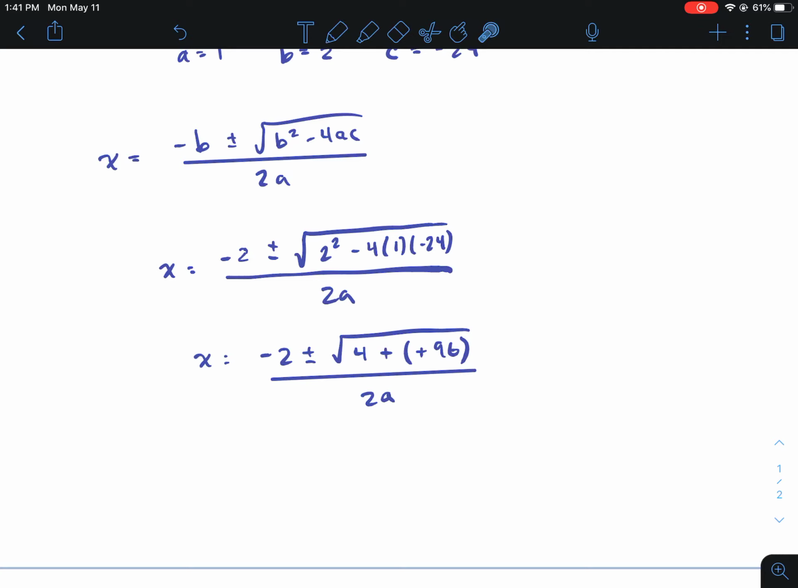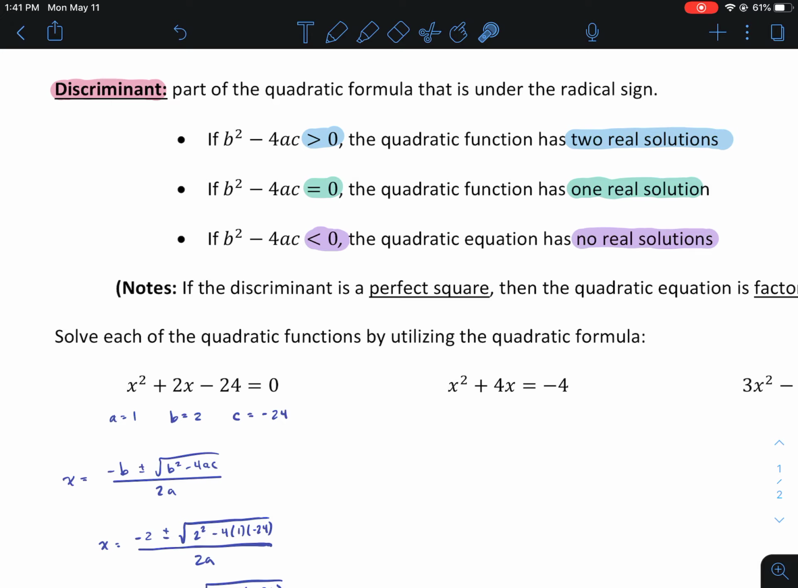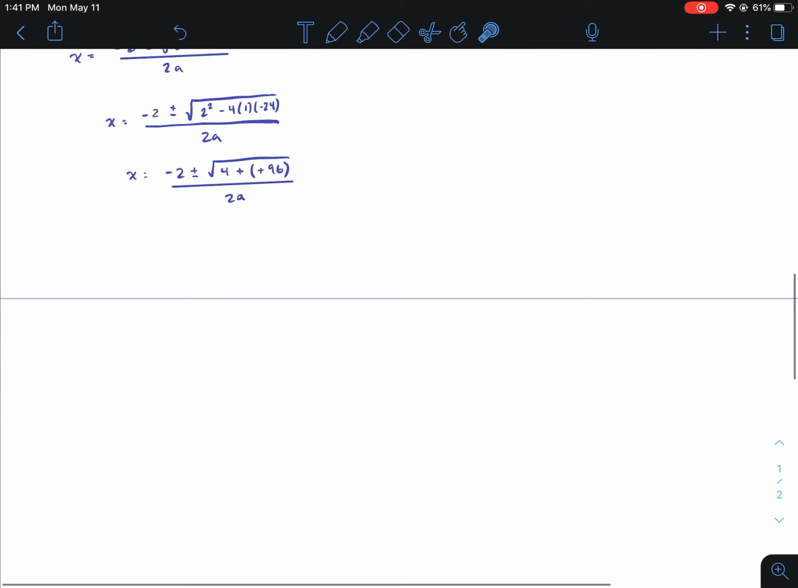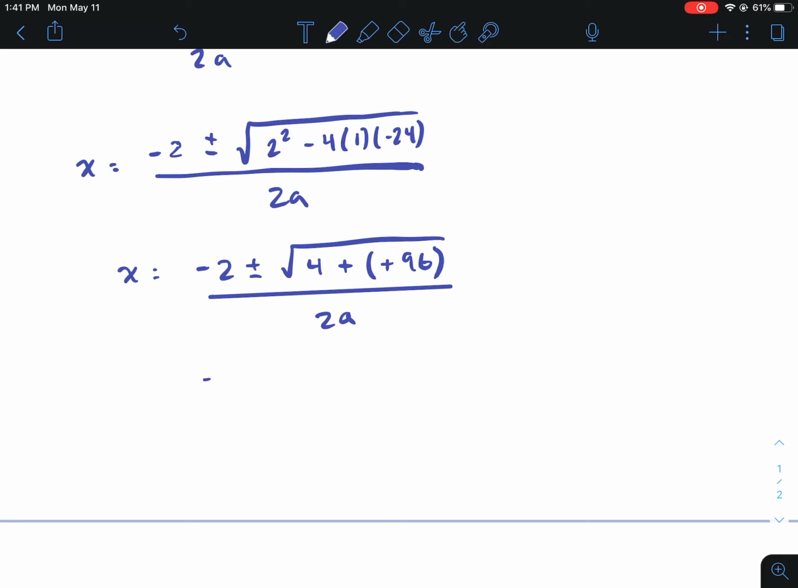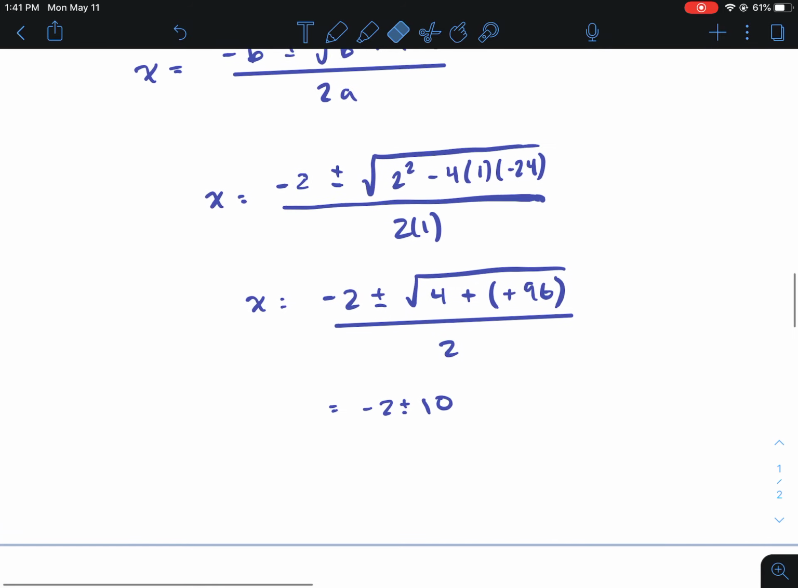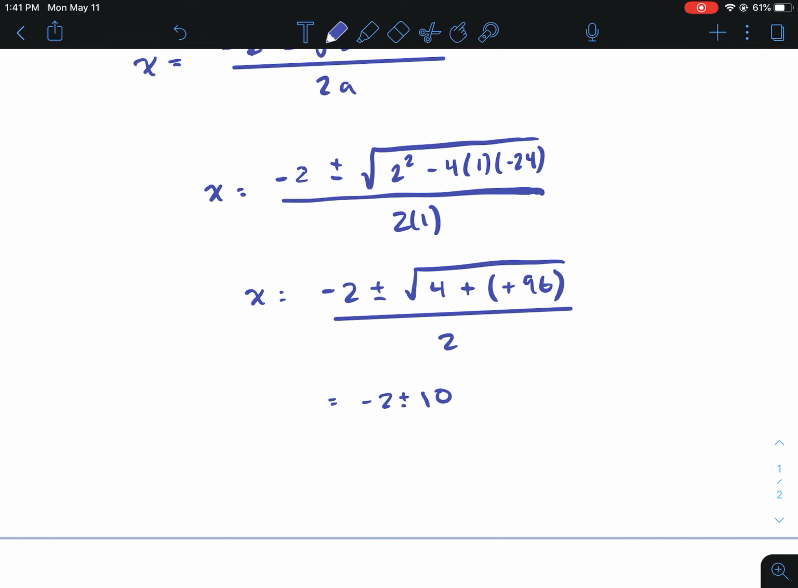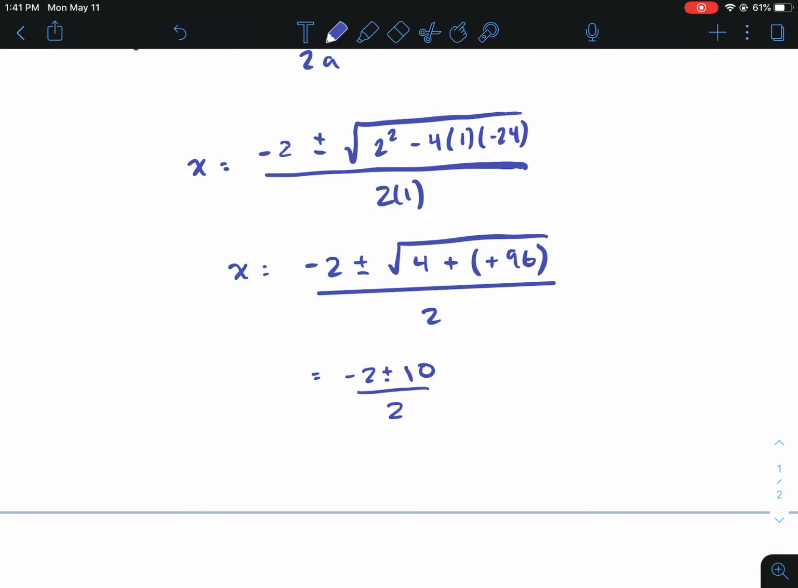Okay, so a couple things. Just by looking at this, we know that we're going to have two solutions because this is positive. If our discriminant is greater than 0, we have two real solutions. And we're also going to see here that this is the square root of 100, which is just 10. I'm sorry, I forgot to put the 2a. A is 1, so this just becomes 2. So negative 2 plus or minus 10 over 2.